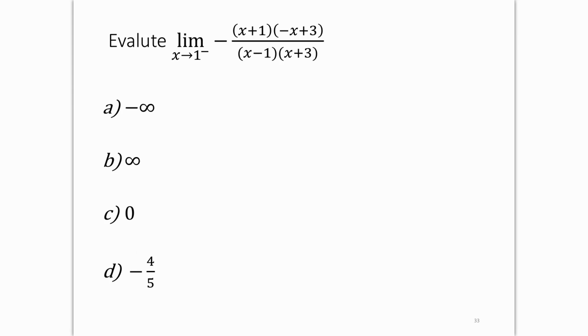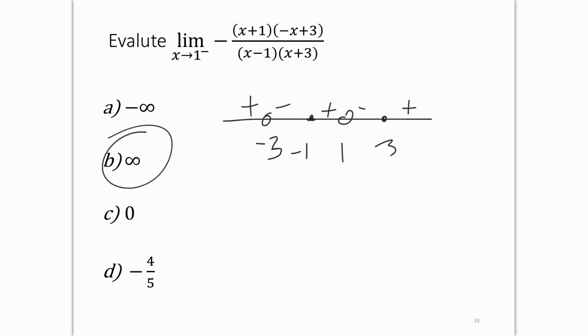Let's try another one. The limit as x approaches 1 from the left of the following. All right, so if you draw a sign diagram, you'll get negative 3 and negative 1, 1 and 3, positive, negative, positive, negative, positive. So as we go from 1 from the left, we're going to have positive infinity, so the answer is B.